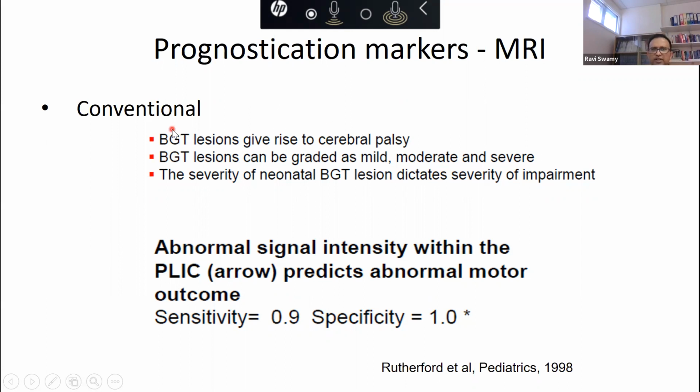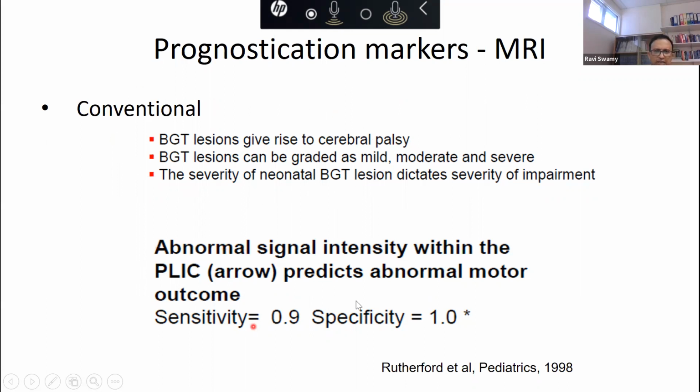From your point of view, you definitely see that there is a BGT lesion, and the severity of the BGT lesion dictates the severity of impairment. So if they say it's a severe BGT lesion, obviously you'll say the long-term outcome will be bad. So this is the conventional thing. Look for BGT lesions. That is number one.